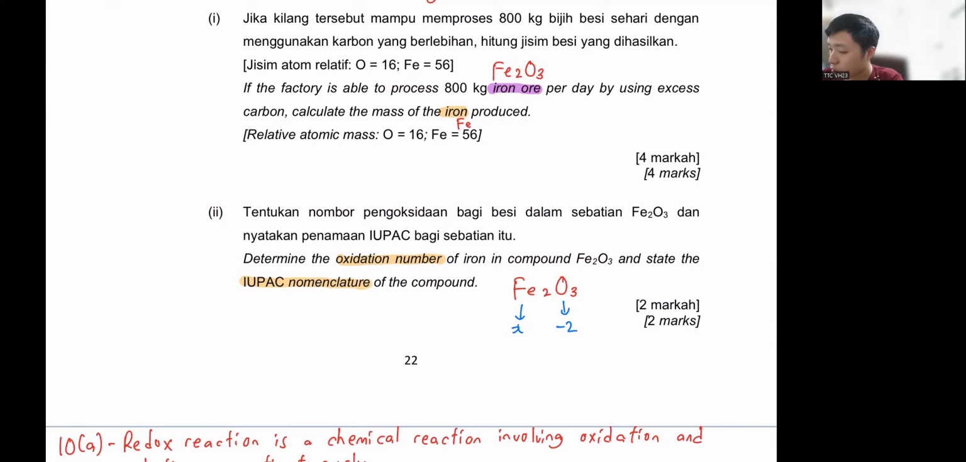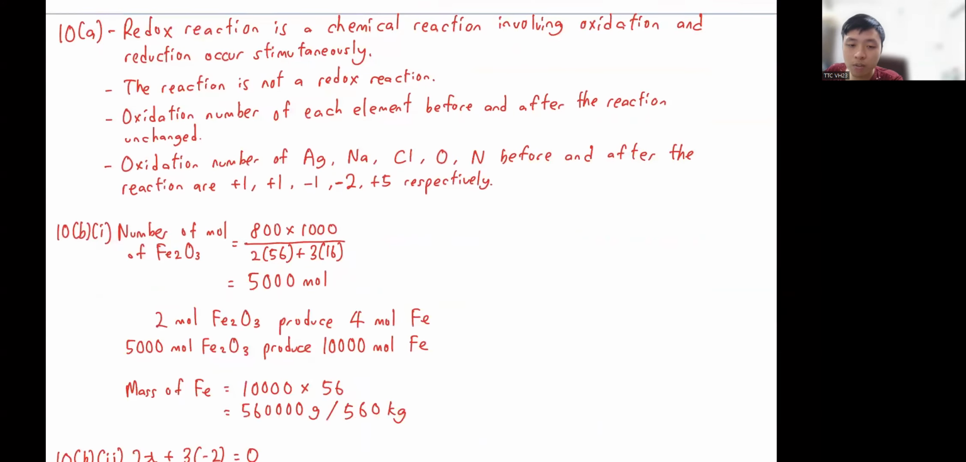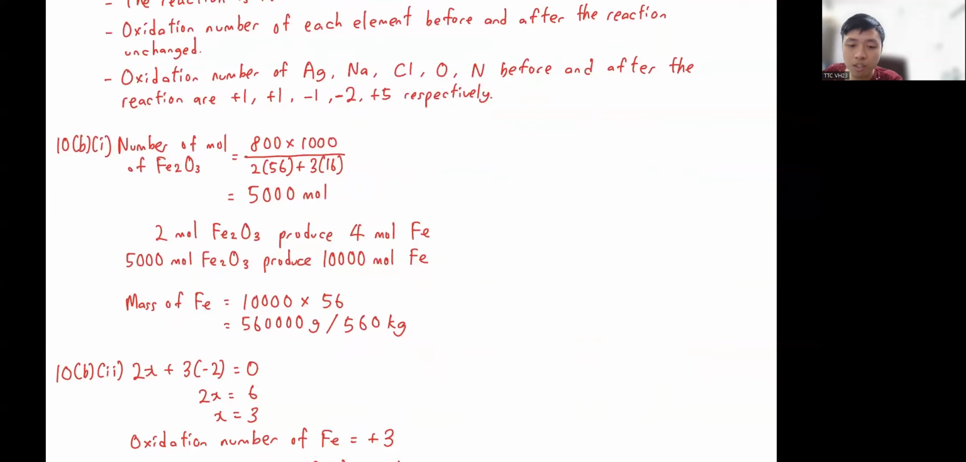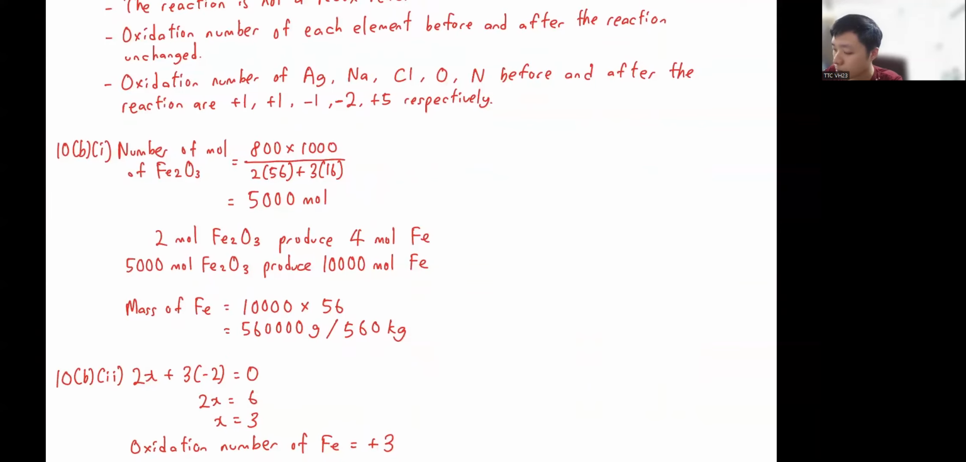Let X be the oxidation number of Fe, so here it's 2x, 2x plus, here got 3 O, so it's 3 times -2, equals to 0. Outside no charge, so the total is equal to 0. So you can just calculate it. After that, you can get X is 3. So oxidation number of Fe is +3. Sometimes people forget to write the positive mark. Oxidation number, you have to write positive or negative. Don't just leave it.